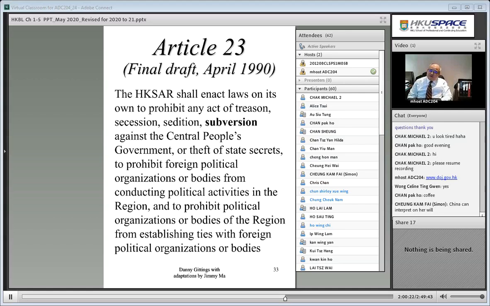So without Article 23, central authorities made a decision in May this year and directed the Standing Committee of the National People's Congress to make that law and for it to be promulgated and take effect in Hong Kong as well. We'll go to that in more detail later on.